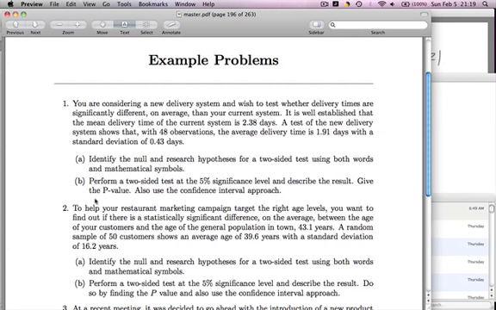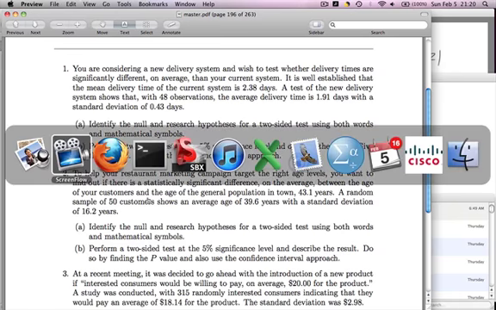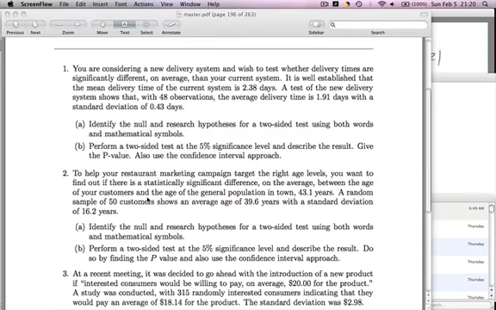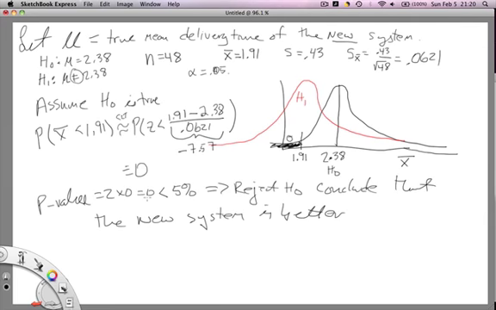Let's do another problem. So we'll take a look at number 2 on page 196. To help your restaurant marketing campaign target the right age levels, you want to find out if there's a statistically significant difference on the average between the age of your customers and the age of the general population of the town, which is 43.1 years. So again, when we do these hypothesis testing questions, you always want to start out by identifying the parameter and stating your null and alternative hypothesis. So let's go do that.